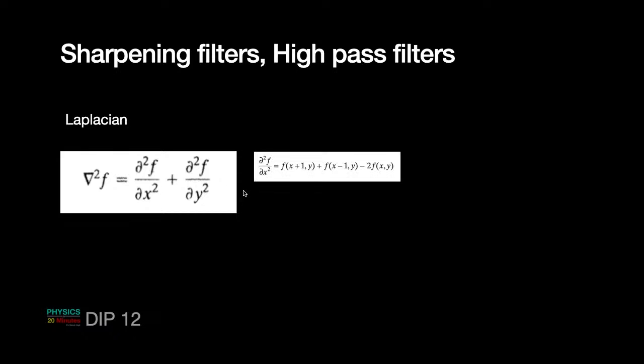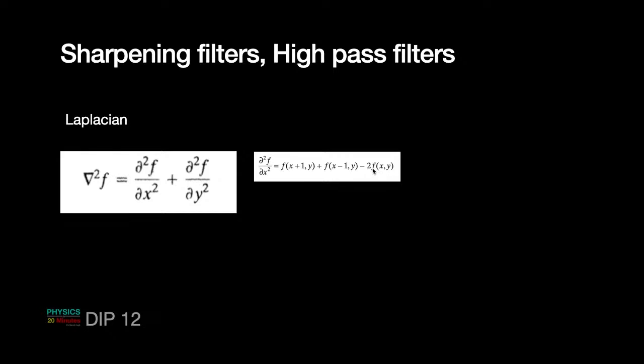Now you can see we have already seen these definitions. So a second derivative along the x-axis would be nothing but a derivative of the first derivative. So it will be f of x plus 1 comma y plus f of x minus 1 comma y minus 2 of f x comma y. So this we have seen in the last class.